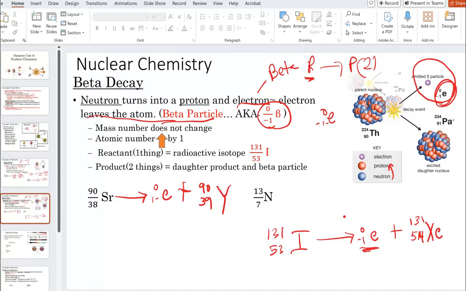So capital Y. This is my beta particle. This is my new daughter product, a more stable isotope than my starting isotope.